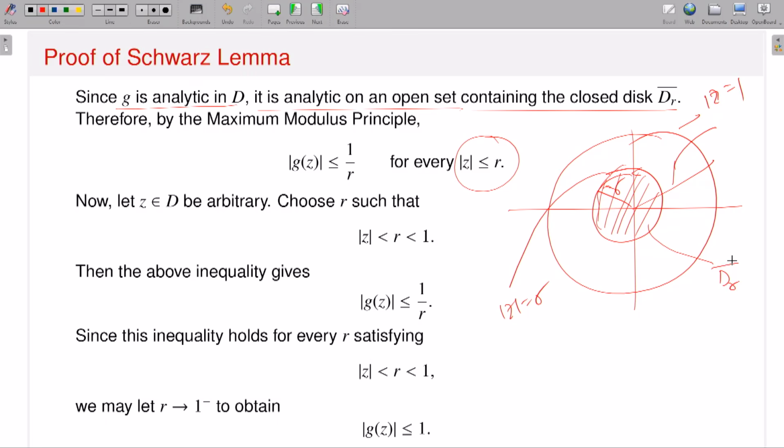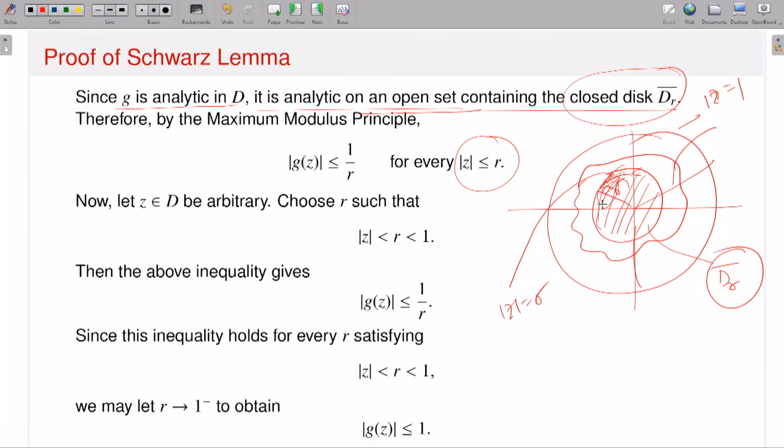Now what is given? g is analytic on the whole of D, so I am considering some open set which contains my set D r closure. Since my function g is analytic on D, g is analytic on an open set which contains my closed disk D r closure.